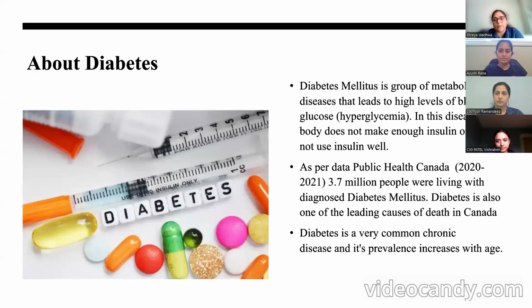Diabetes mellitus is a group of metabolic diseases that leads to high levels of blood glucose, that is hyperglycemia. In this disease, the body does not make enough insulin or does not use insulin well. As per data from Public Health Canada, from 2020 to 2021, 3.7 million people were living with diagnosed diabetes mellitus. Diabetes is also one of the leading causes of death in Canada.